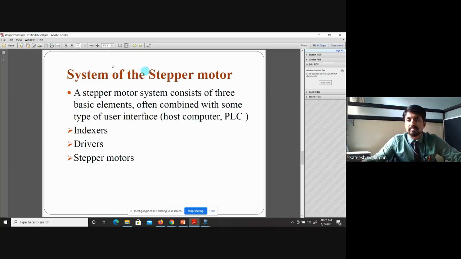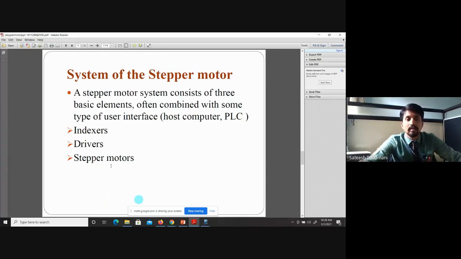Now, the system of the stepper motor. A stepper motor system consists of three basic elements, often combined with some type of user interface: for example, indexers, drivers, and stepper motors. That is what I told earlier. Controllers are nothing but drivers, and before that, indexers will be used and connected to the drivers, and the drivers are connected to the stepper motors.